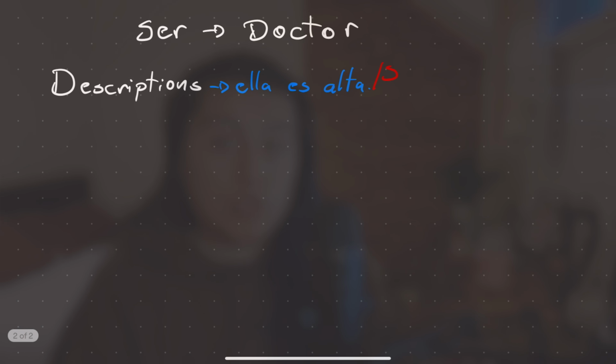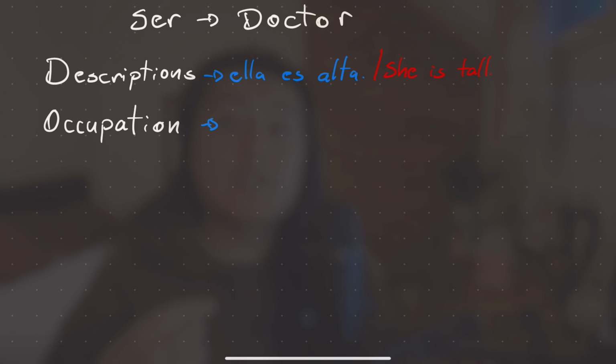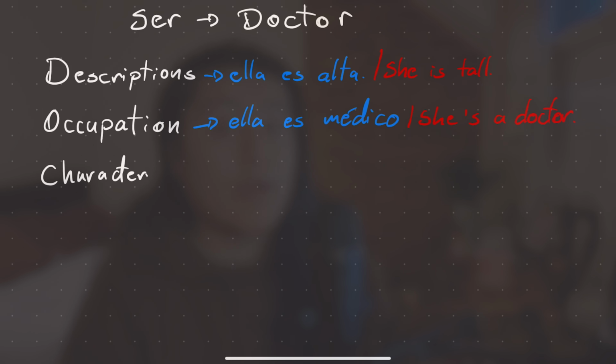So the acronym for ser is doctor, as in like the medical professional, doctor, D-O-C-T-O-R. Each letter obviously stands for a different case, a different use. So doctor, what does it stand for? D for descriptions. Ella es alta. She's tall. Ella es alta. Next letter is O. O, what does O stand for? O stands for occupation. Ella es médico. She's a doctor. C stands for characteristics. El cielo es azul. The sky is blue.